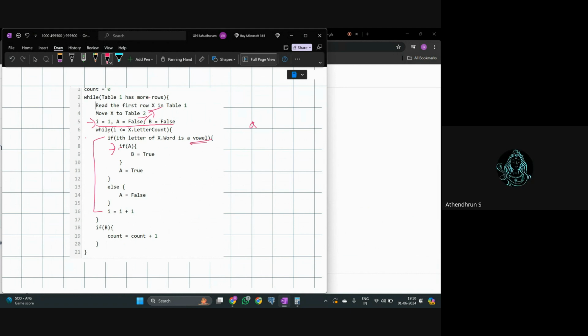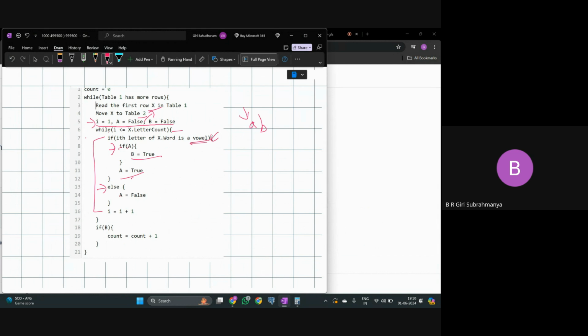So when you look at a vowel for the first time, A is false, so you cannot make B true. Now A becomes true. Now if the next letter is not a vowel, then this if condition is false, so you have to definitely execute the else block, right?